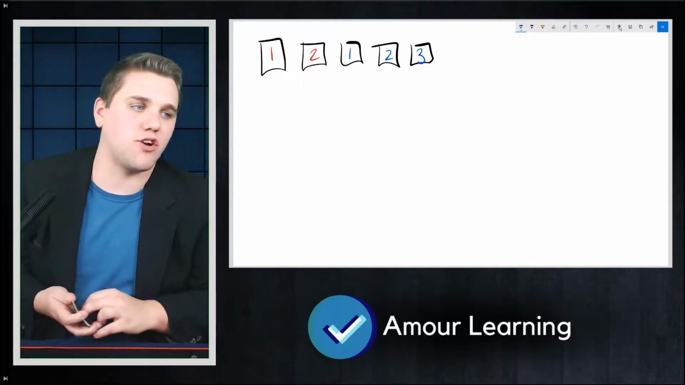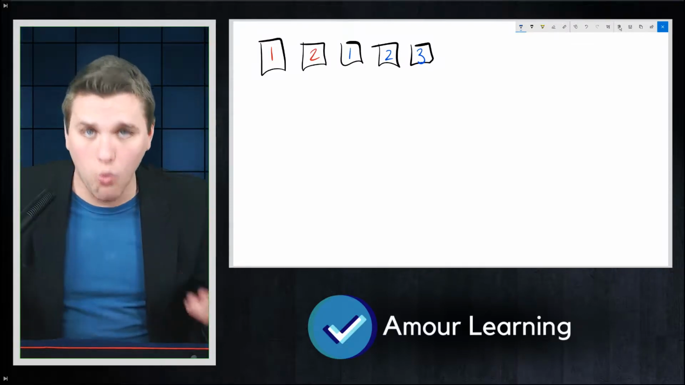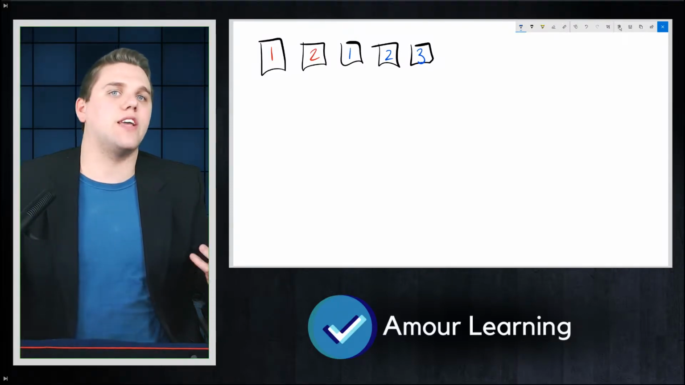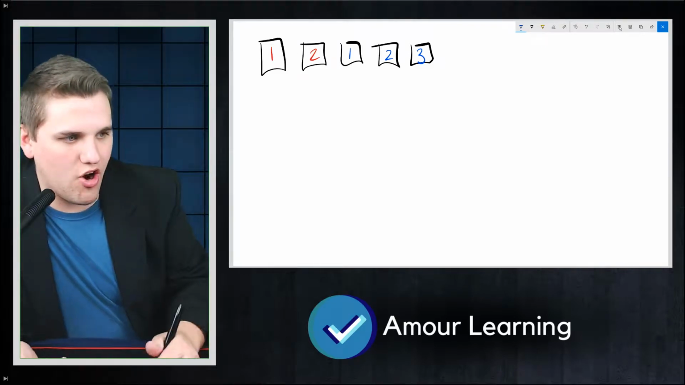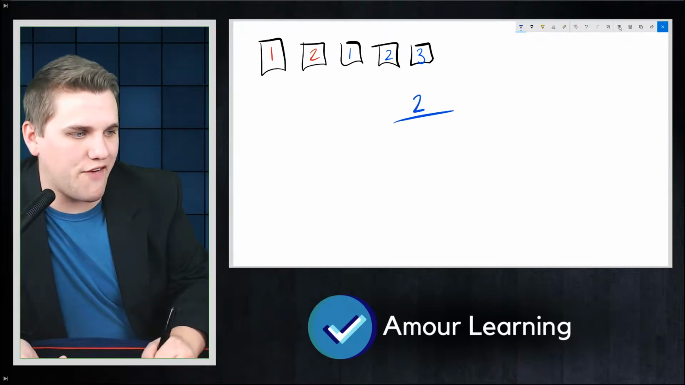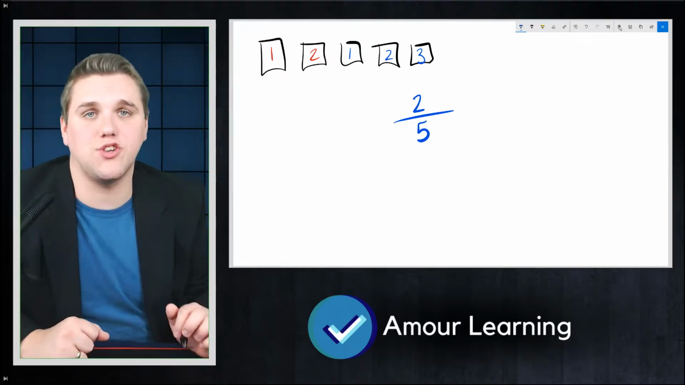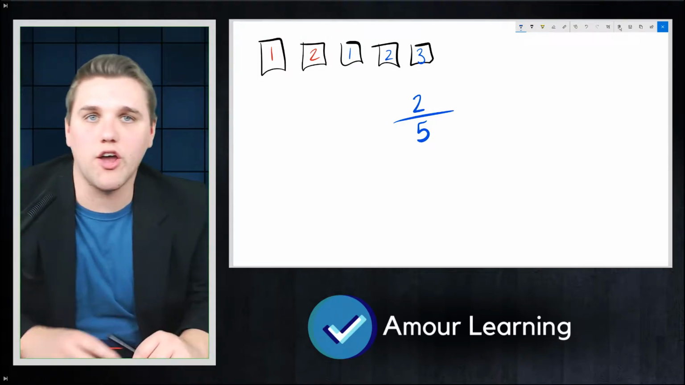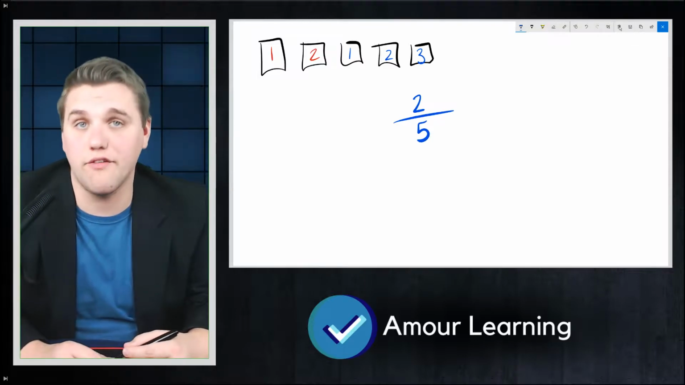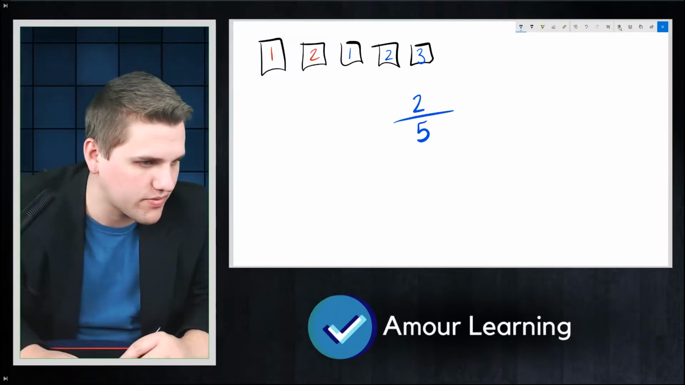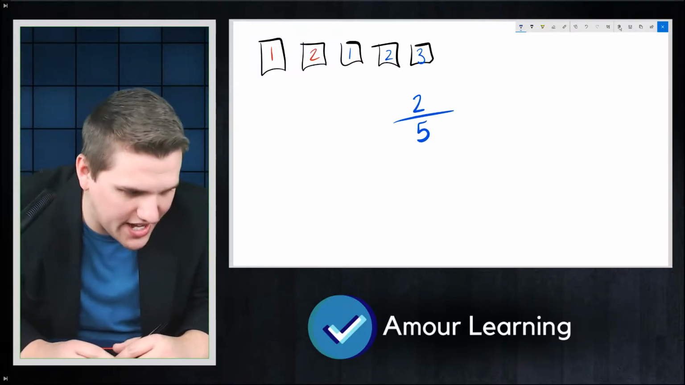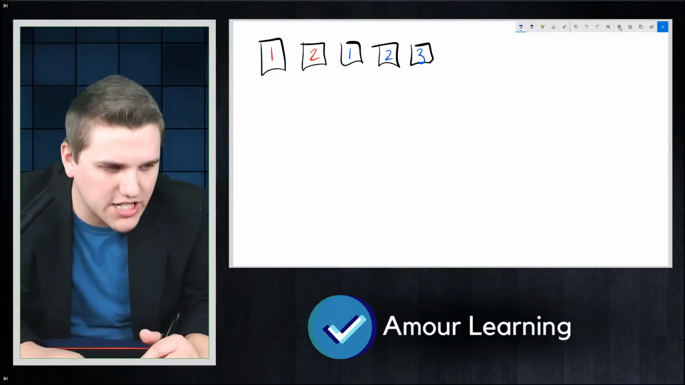And the question is, for example, what is the probability of drawing a 1? Now, this is a rather easy question to answer. There are 2 1s out of 5 options. And so therefore, since all options are equally likely, the probability of drawing a 1 is 2/5, or 40%, if you will, or 0.4.